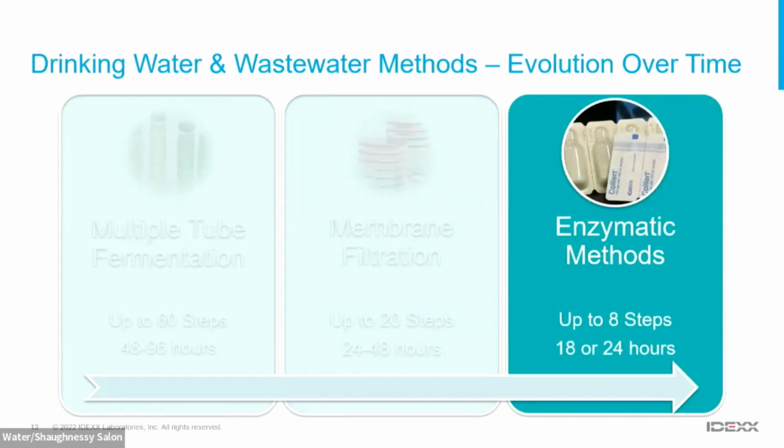And then finally, we come to enzymatic methods. And these methods are much faster. It's about a total of 8 steps for quantification, less if you're doing just presence absence. And results are confirmed in either 18 or 24 hours, depending on which test we're looking at.